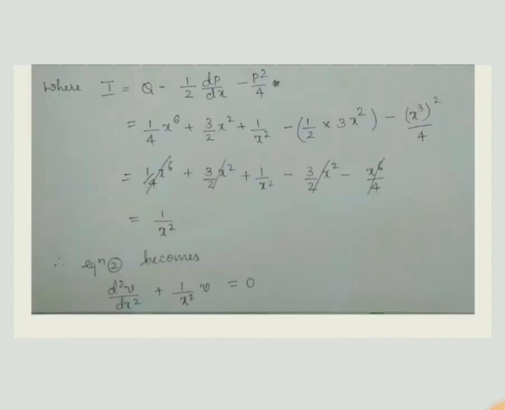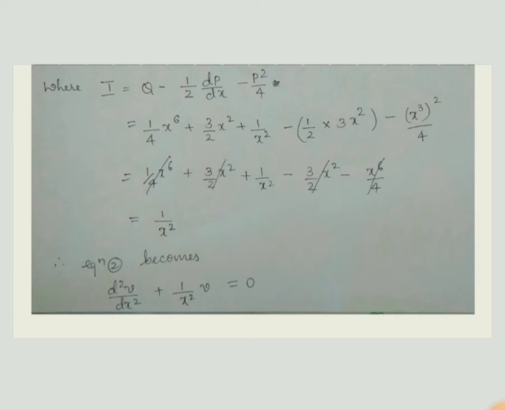Formula for I is q minus half into dp by dx minus p square by 4. Now substitute all the values q as well as find the dp by dx as well as the p square by 4. Simplify, you will obtain I as 1 by x square. Now substitute this I value in the equation number 2. We will obtain d square v by dx square plus 1 by x square into v is equal to 0.